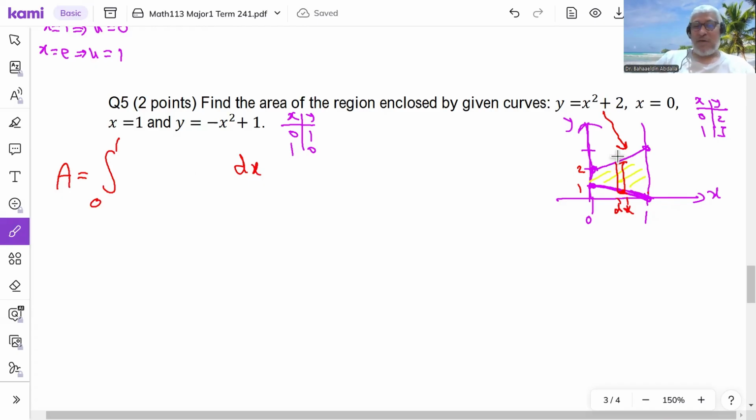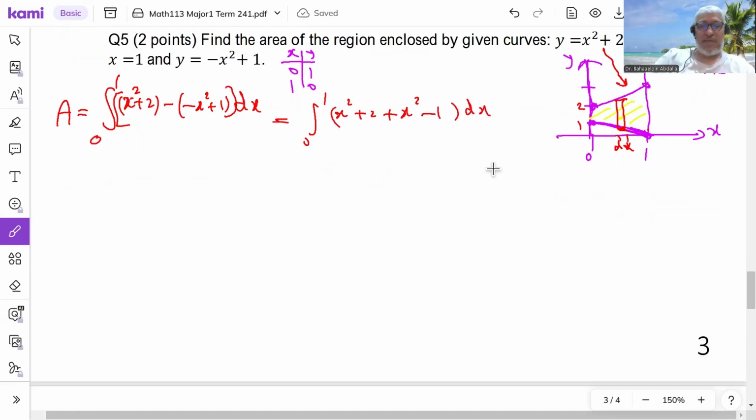And you need the height of the rectangle. You multiply the width by the height. The height of the rectangle will be the above curve minus the below curve. So the above curve is x squared plus 2 minus negative x squared plus 1. So this will give you the area of the rectangle. So let us now solve the integral. It's from 0 to 1. Let us simplify. Let us expand. So I have x squared plus 2 minus times minus plus x squared minus 1 dx.